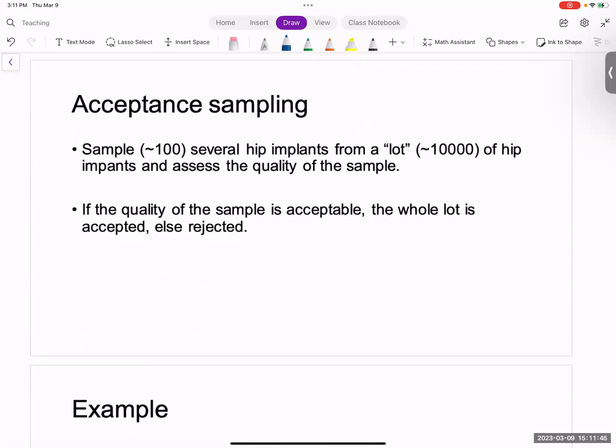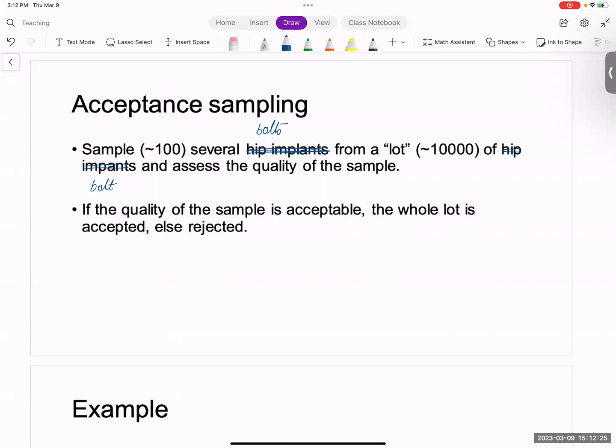The idea of acceptance sampling is that in many cases, I wouldn't say necessarily a hip implant, I would say something like when you are manufacturing bolts, something which is simple and not very complex. So in acceptance sampling, you are manufacturing thousands and thousands of these bolts, and you can't really inspect every single bolt. So you take a small sample from that big lot of thousands of bolts, and then you just assess the quality of this small sample.